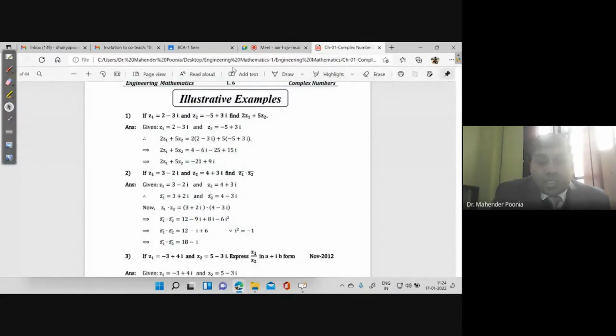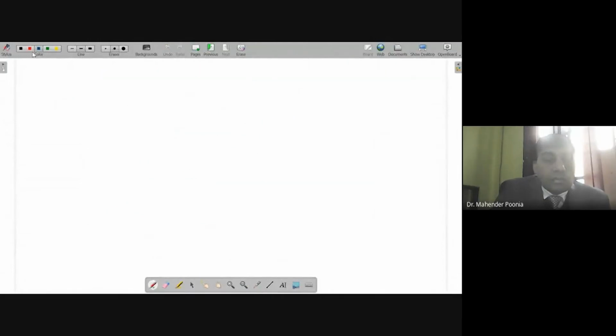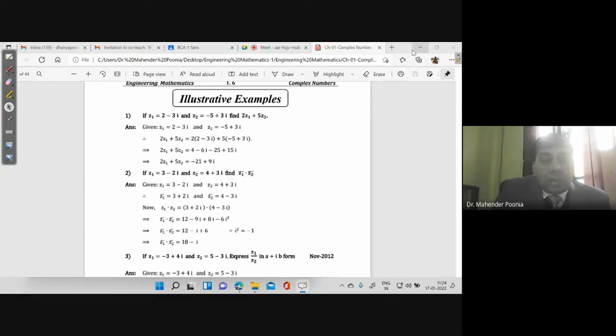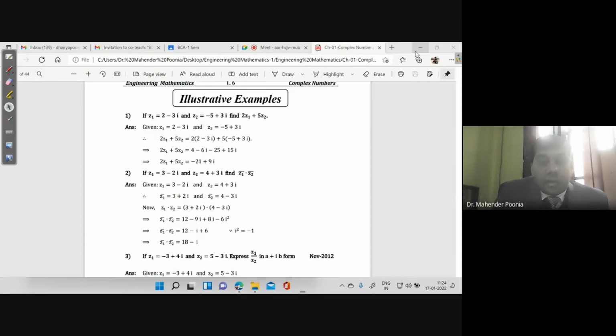Now the next question is: z1 is equal to 3 minus 2 iota and z2 is equal to 4 plus 3 iota. Find z1 conjugate into z2 conjugate.